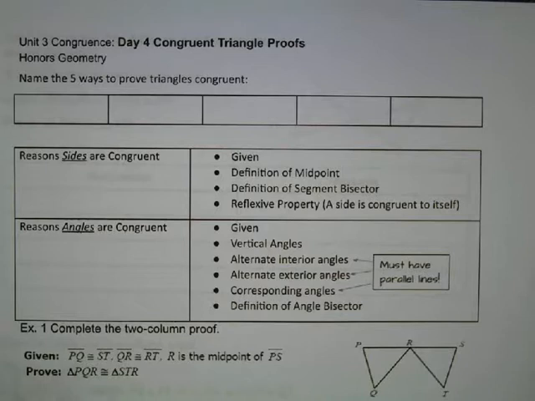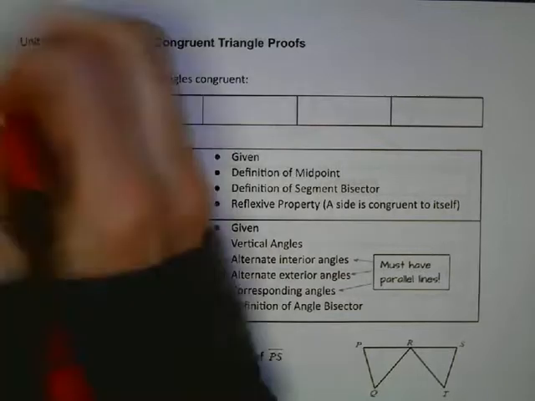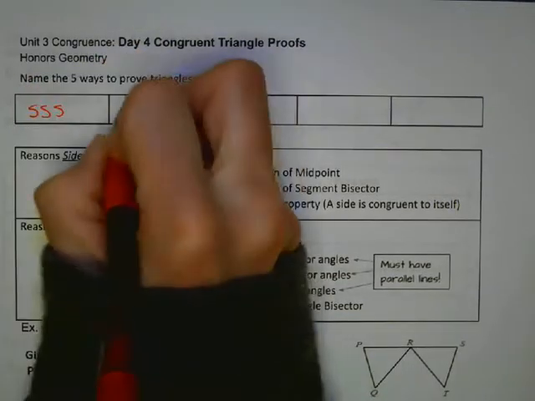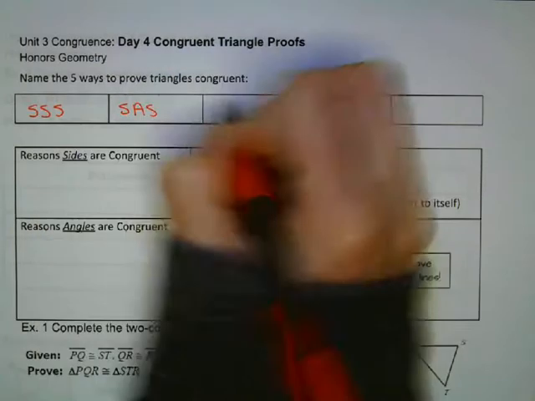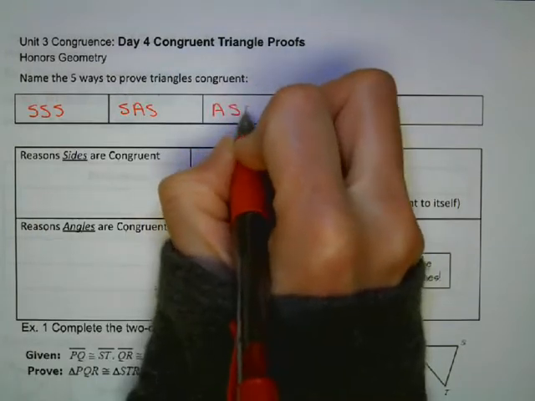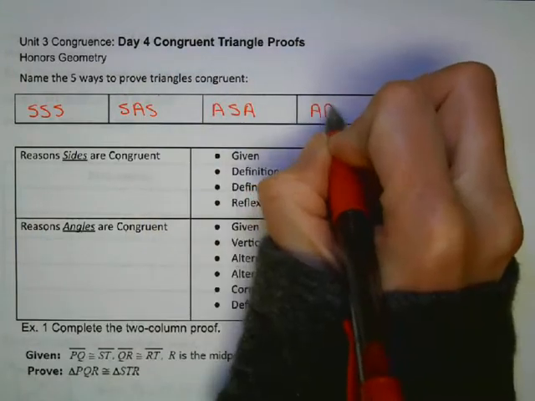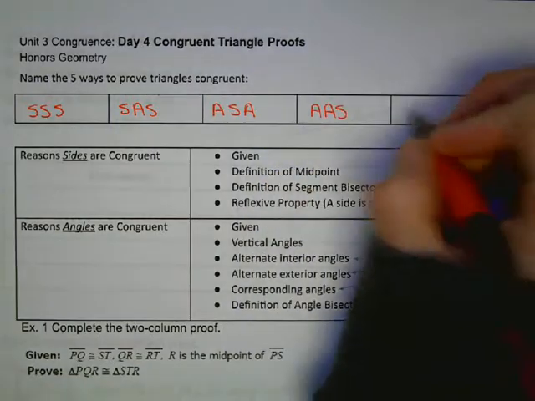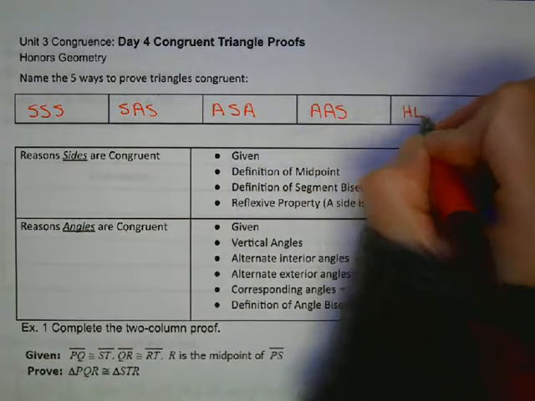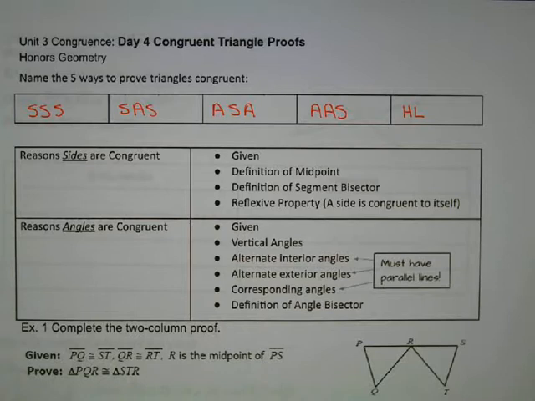So the 5 ways we learned last time were called side, side, side; side, angle, side; angle, side, angle; angle, angle, side; and the last weird one, which doesn't match anything, is hypotenuse, leg. So those are our 5 choices in proving things.